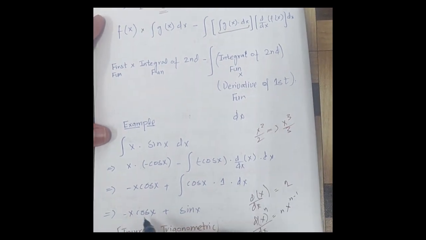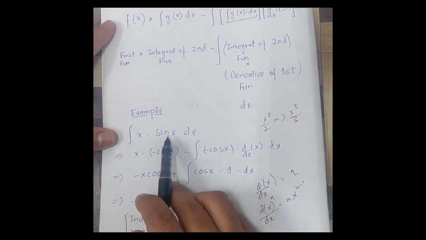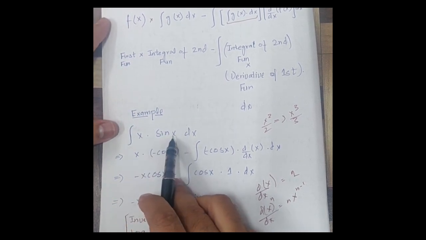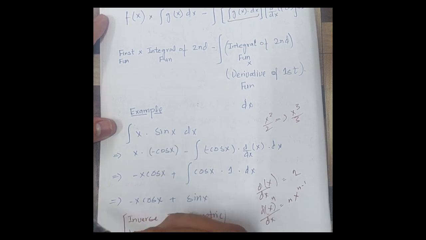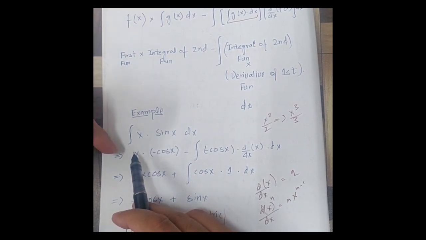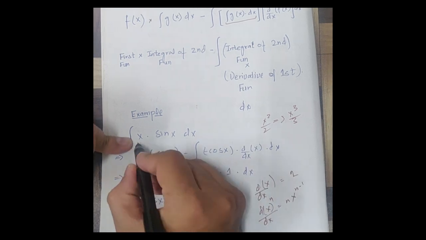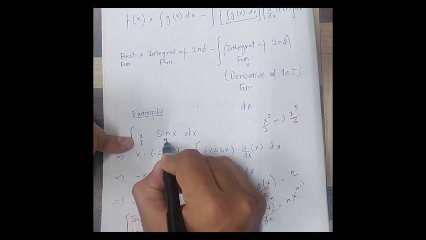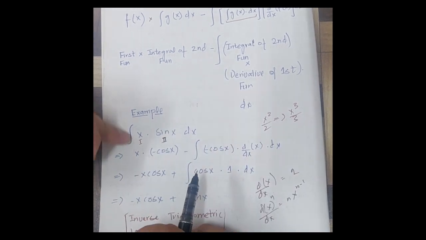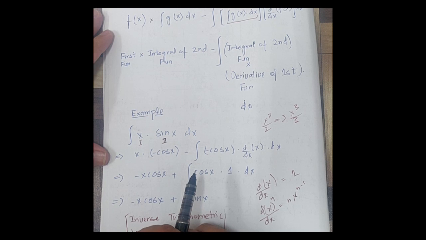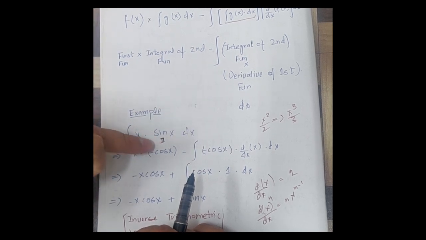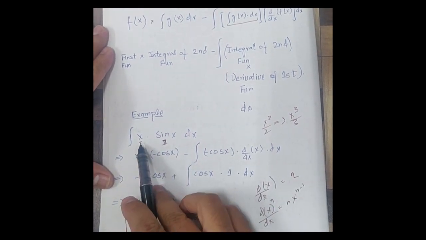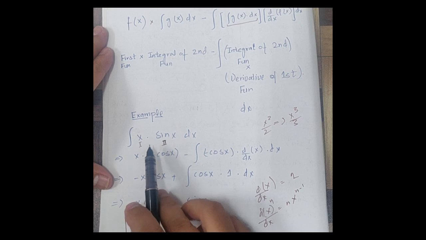For a very simple example, I have used here x sine of x dx. In this integral, you see there are two functions, x and sine of x. So to solve it, we will use the integration by parts formula. I've made x the first function and sine of x the second function. Now the selection of first and second function is sometimes very tricky. Let me solve it first, and then I'll explain.